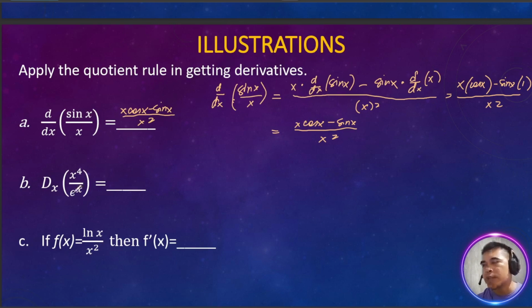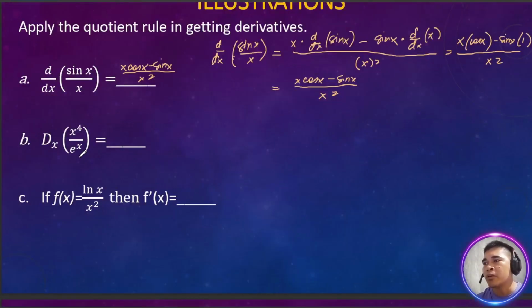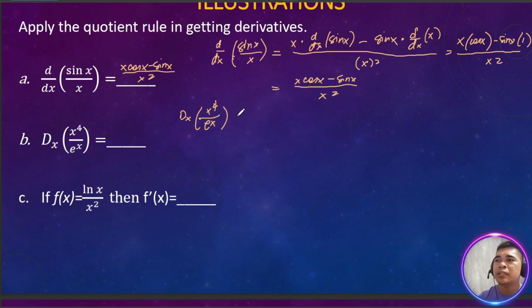So next, we have the derivative of x to the power over e to the power of x. So d over dx of x over e to the x power, e to the x, equals.